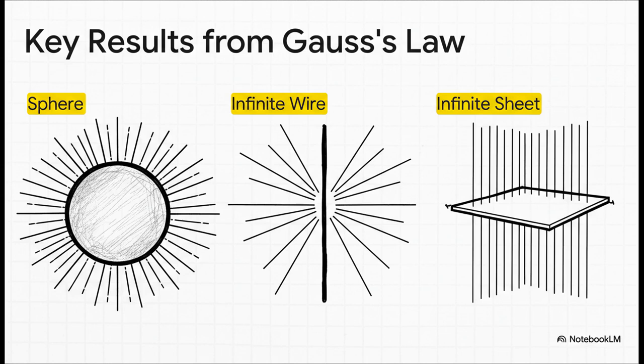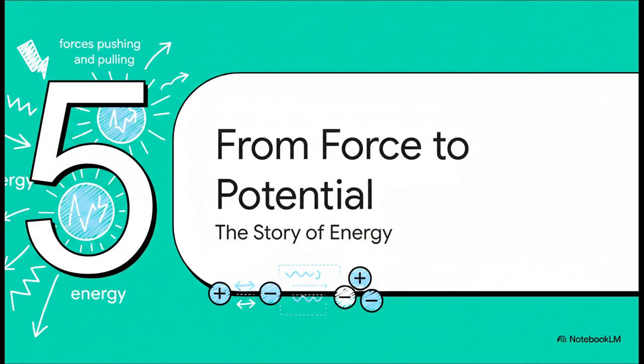And applying this two-step method gives us some incredibly important and kind of cool results. For a charged sphere, it turns out the electric field is 0 on the inside, but then it weakens as you move away from the outside. For a really long wire, it also weakens, but a bit more slowly. But for a flat sheet of charge, something amazing happens. The field is constant, everywhere. It doesn't matter how far away you are, it's the same. Wild, right?